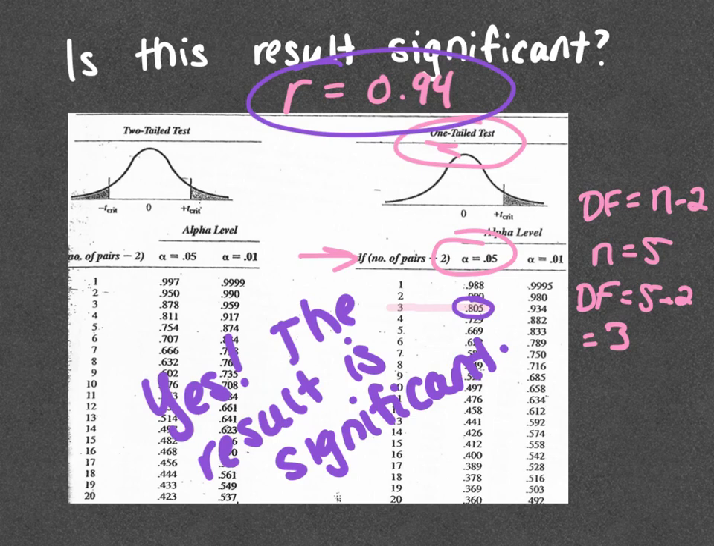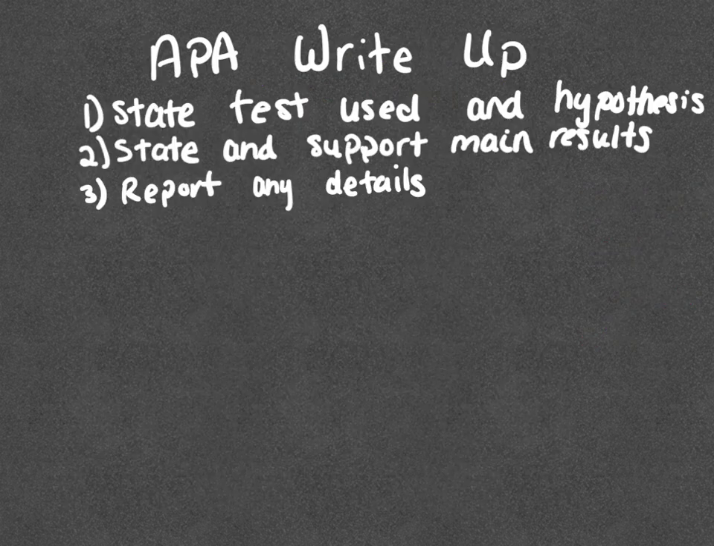The last thing for a researcher to do is write their results in APA format. When we write results in APA format, we always start by stating the test used and the hypothesis, followed by the main results and any detailed results that go along with our test. So far we've done the first two parts, so we can summarize those sentences before turning to the third.